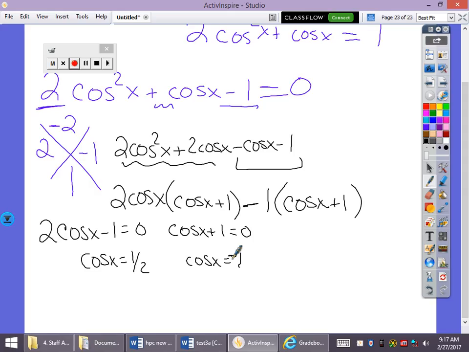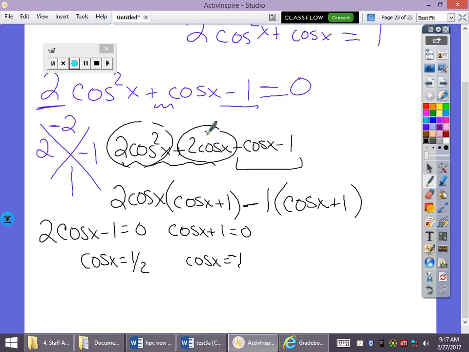This here, I factored. This and this both have a 2 cosine. When I divide this by 2 cosine, there's still a cosine left. When I divide here, if everything cancels, that's a 1. Division canceling is 1. Subtraction canceling is 0. I'm doing division.